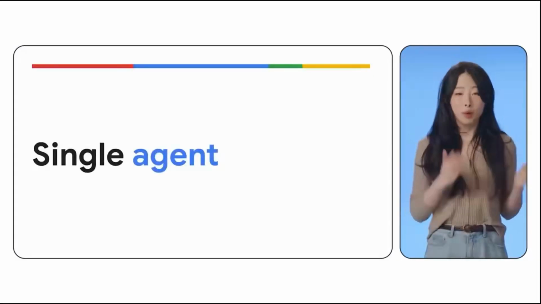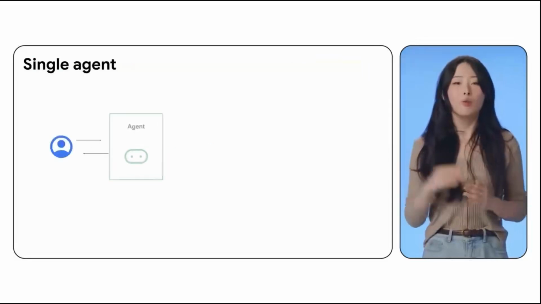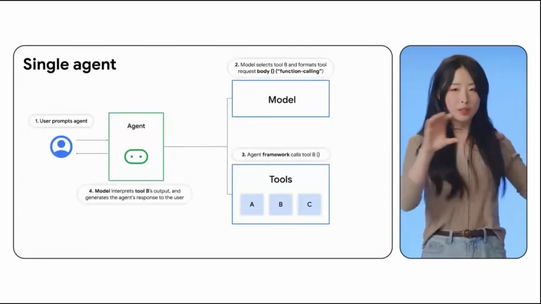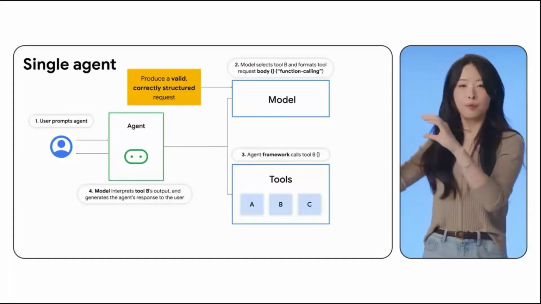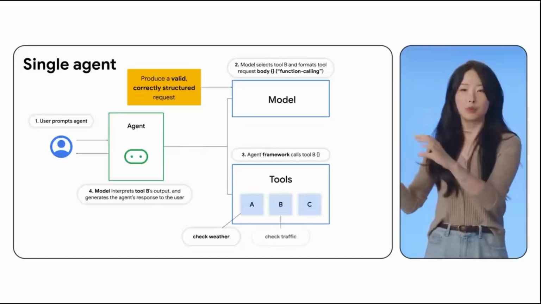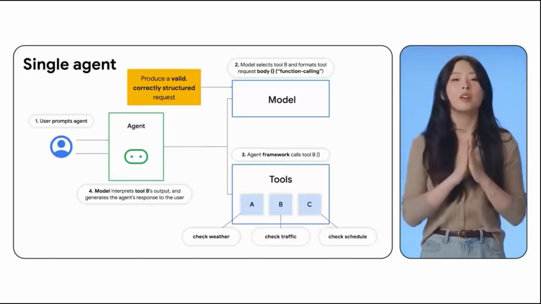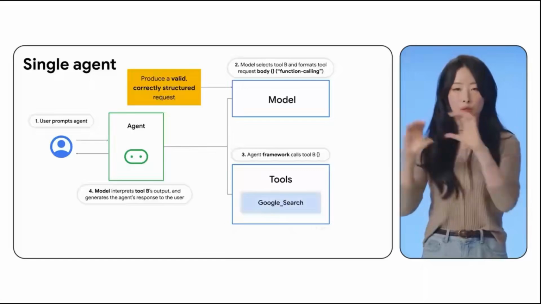Alright, let's dive in. Let's begin with the most fundamental pattern, the single agent. Imagine you want to plan a trip. With a single agent, you give it instructions on how to use the tools. We can have a set of tools, like how to check the weather, check the traffic, and schedule. But for our example today, we will simplify things with only the Google search tool. So you will write a comprehensive prompt telling the agent how to plan the trip using the search tool.